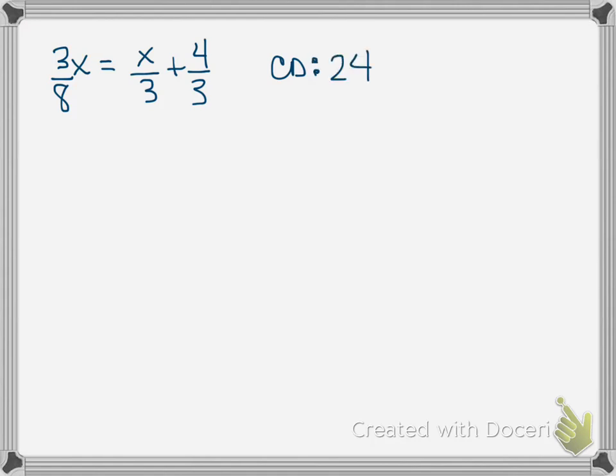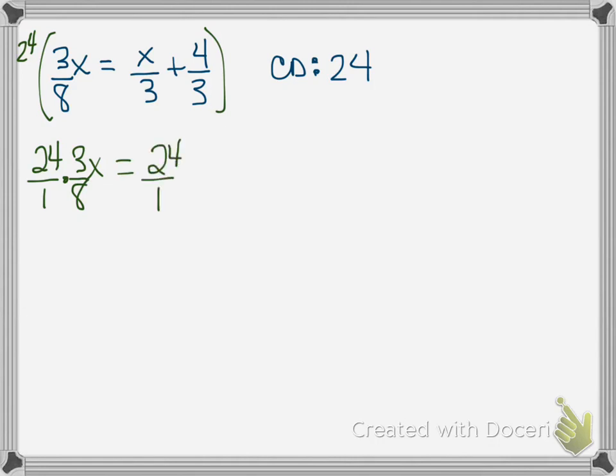So let's look at another example of this. Let's try one that's not quite so nice. Let's say 3/8 x is equal to x over 3 plus 4 over 3. So again, think about what your common denominator is. Our common denominator between 8 and 3 is 24. So I am going to multiply this entire equation by 24. So I have 24 over 1 times 3/8 x, 24 over 1 times, you can put a 1 in front of this x, over 3, and 24 over 1 times 4 over 3.